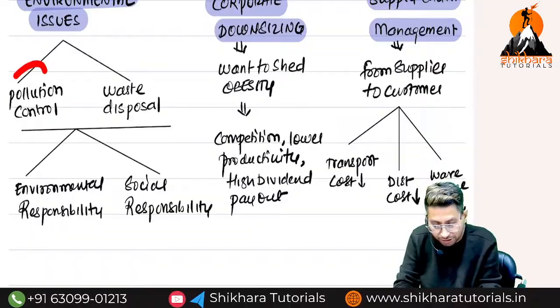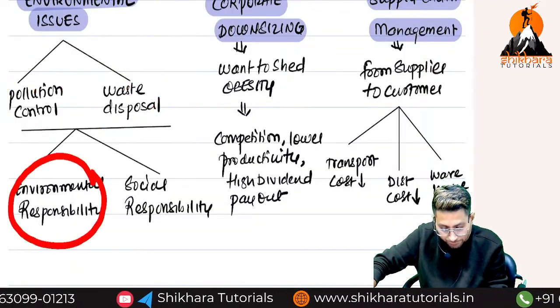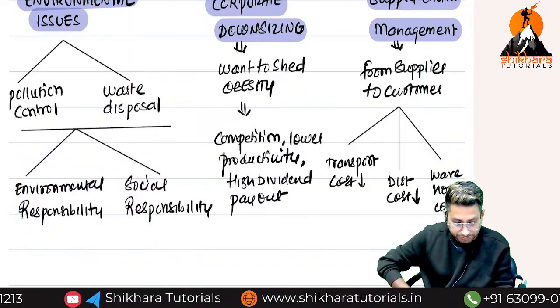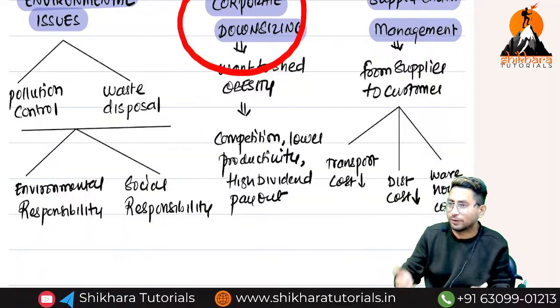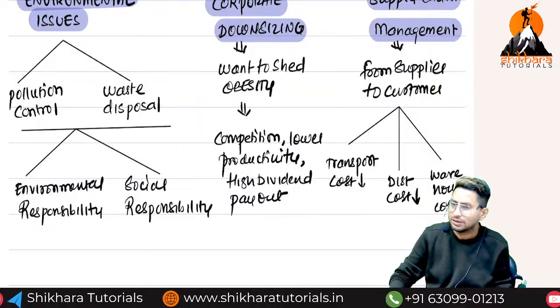Then consider pollution and waste disposal. Then only government will consider you what? Environmentally and socially responsible. Subsidies will be given to you. Plus, if you don't have enough money, or if you don't want those employees, will you continue with them or remove them? That is called what?